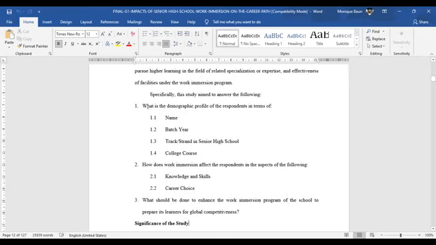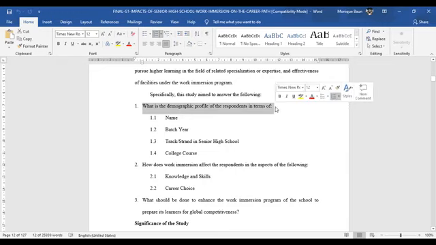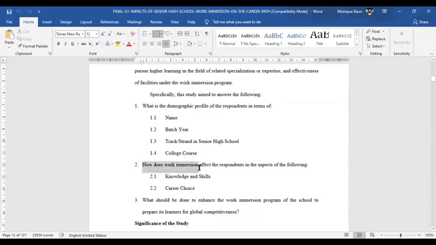Okay, number 1, what is the demographic profile? So the researchers before, okay, they want to know the profile of their respondents. So the name, the batch, the track or strand in senior high school, then college course. Okay, so meaning to say their respondents are college students already. Okay, so they just want to know their previous experience when they were in senior high school. Okay, specifically grade 12.